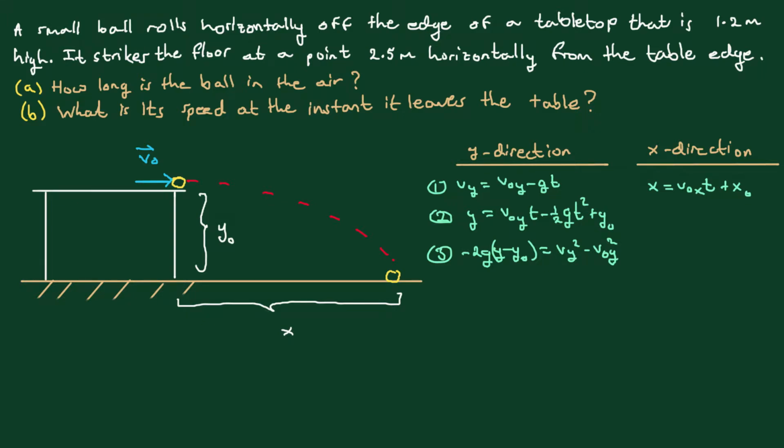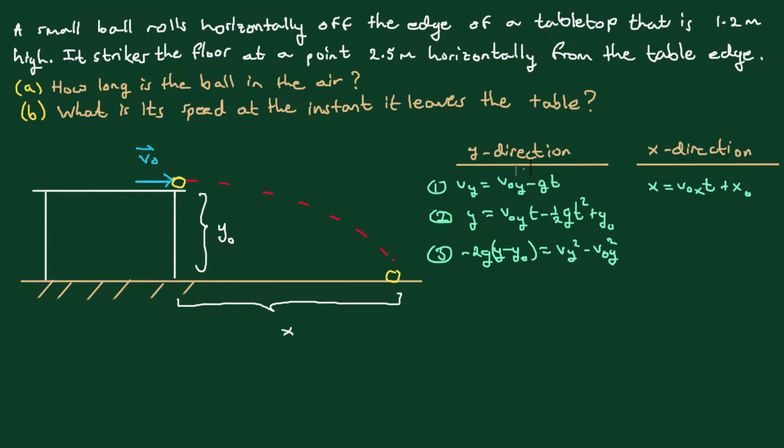Okay, so in this video, we're going to take a look at an example of a very simple projectile motion problem. The problem reads: a small ball rolls horizontally off the edge of a tabletop that is 1.2 meters high. It strikes the floor at a point 2.5 meters horizontally from the table edge. So we're asked to find A, how long is the ball in the air, and B, what is its speed at the instant it leaves the table.